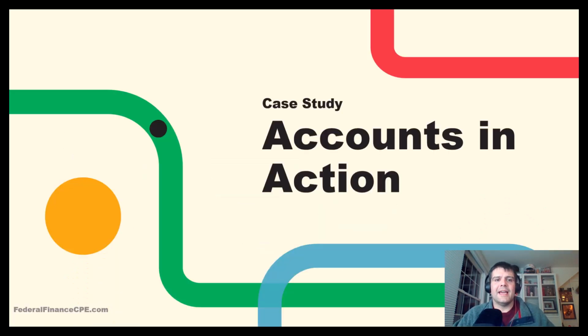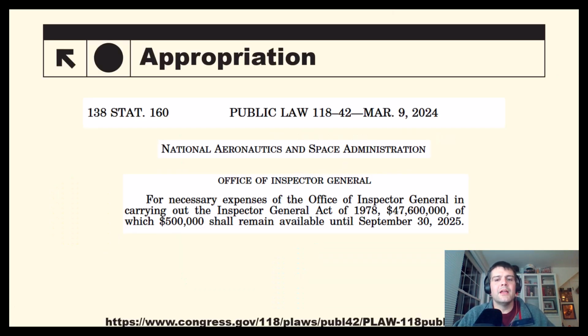So now let's look at some accounts in action in the real world. Here you'll see some excerpts of a public law. This is from a Consolidated Appropriations Act, and I took out NASA's bit, specifically this paragraph for the Office of Inspector General. As you'll see here, Congress has laid out for the Office of Inspector General over $47 million. But here they say, of which 500,000 shall remain available until September 30th, 2025.